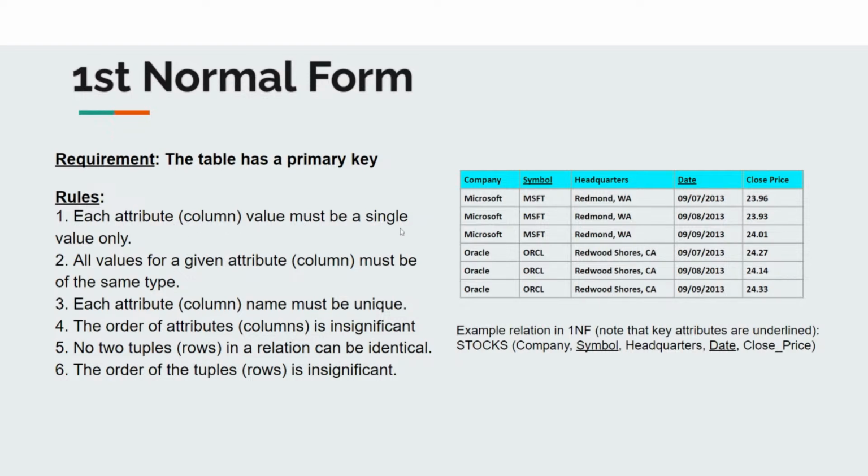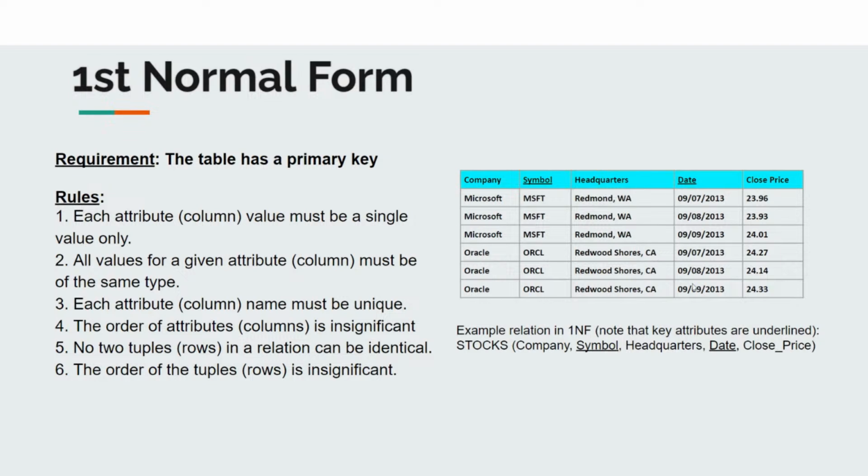So each column value must be a single value only. You see this actually has a composite key that doesn't use just one field. It uses a composite between symbol and date to be able to uniquely define each row. So here, Microsoft on 9/7 would uniquely define this row. Then on 9/8 it would uniquely define this row. The key uniquely defines rows within the table.